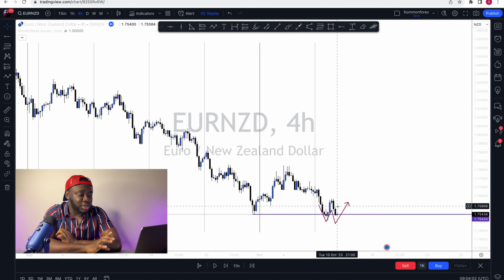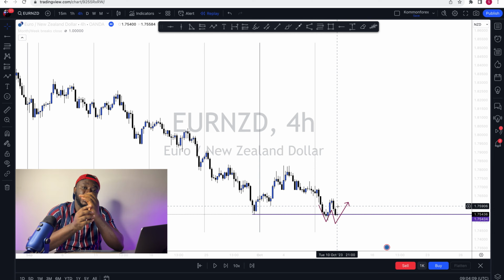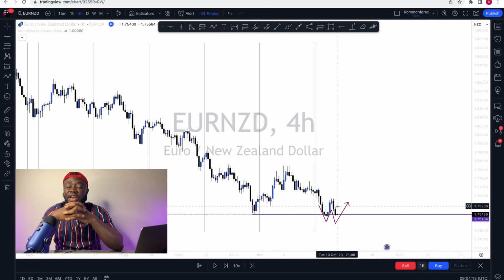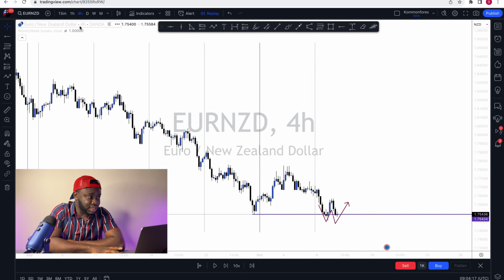Because of how much this particular pair moves, I also do what we call multi-time frame analysis. Multi-time frame analysis simply means using more than one time frame to find an entry on a trade, or using more than one time frame to analyze the chart, find an entry, and then take your trade. So now, what did I also do? I simply just switched to the 1 hour to also see what was happening on the 1 hour.